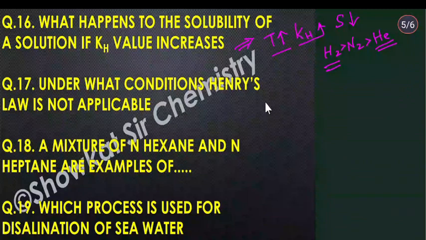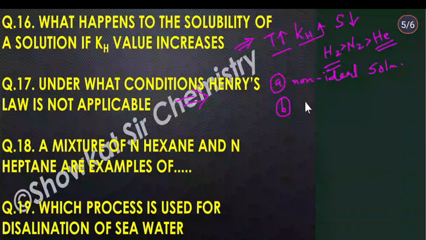Next is, under what conditions Henry's law is not applicable. That means you have to simply tell what are the limitations of Henry's law, where it cannot be applied. So there are three cases. First of all, it is not applied if the solution is non-ideal. It should be ideal. That means Henry's law is applicable for ideal solutions. So if we are having a non-ideal solution, it is not applicable. Similarly, next is that if we are having a gas, and this gas either undergoes dissociation or association when it's put in the solvent, at that time Henry's law cannot be applied.